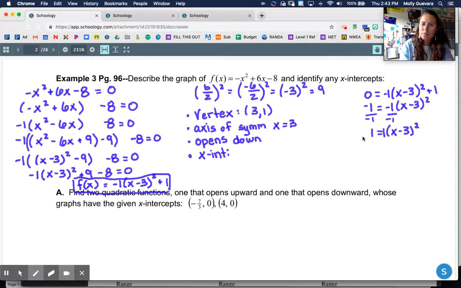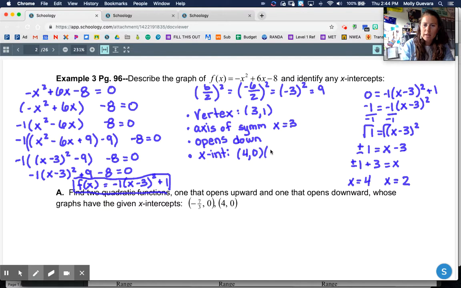Now I can take the square root. Don't forget, when you take the square root, you have to do your plus or minus, right? And then the square root of 1 is 1. And x minus 3, add 3 to both sides. Does not get me plus or minus 4. Gets me plus or minus 1 plus 3. So I have two options here. Positive 1 plus 3 is 4. And negative 1 plus 3 is 2. So my x-intercepts are at (4, 0) and (2, 0).